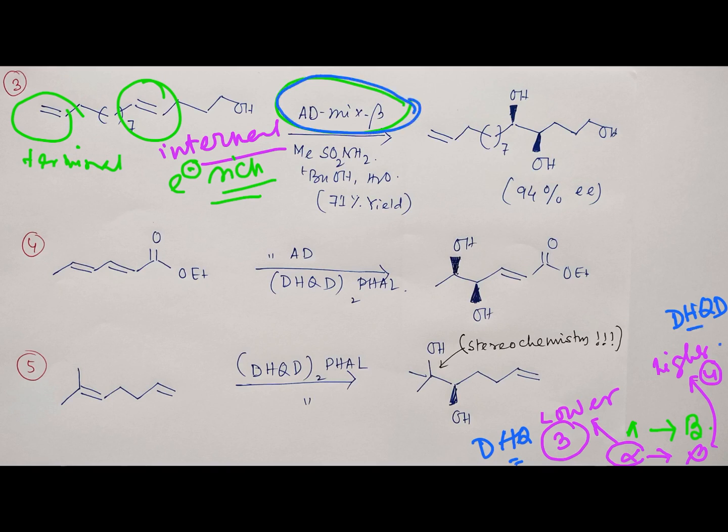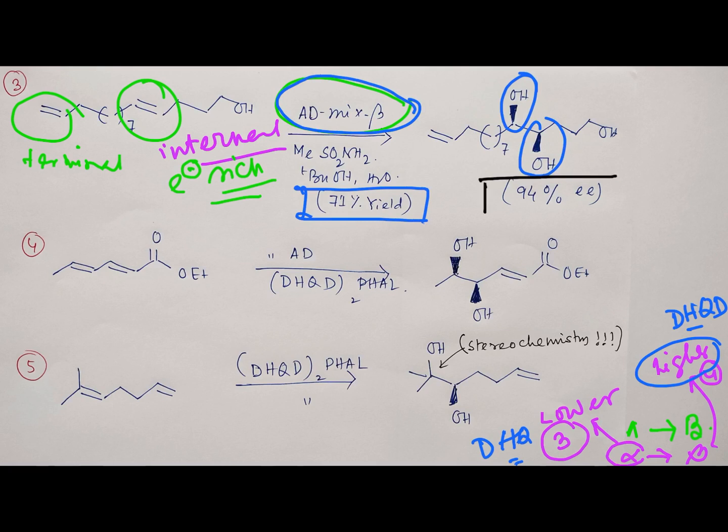So the 4 letter is higher, so the hydroxylation will occur in the above position. And look at the yield, 71%. That's okay, acceptable. But see the enantiomeric excess, 94%, and this is the beauty of this process. Now look at example number 4. Here 2 double bonds are given, and the question is where it will happen and why. First of all, DHQD, the 4 letter, is given, so the hydroxylation will be from the above side, fine.